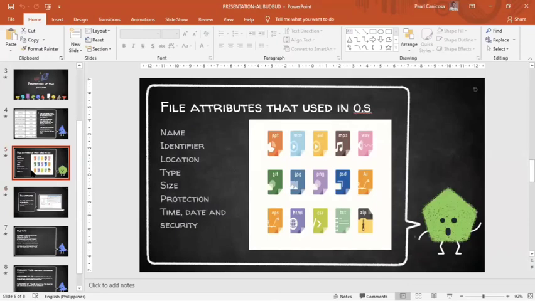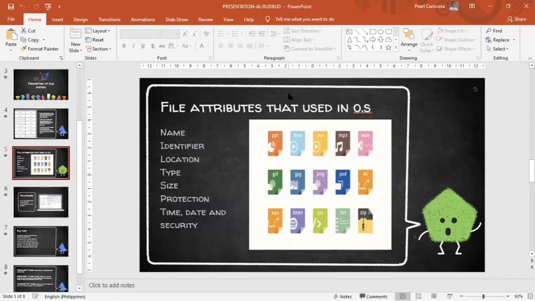File attributes. A file has a name and data. Moreover, it stores meta information like file creation date and time, current size, last modified date, etc. All this information is called the file attributes of the file system. File attributes used in the OS are: name, identifier, location, type, size, protection, time and date, and security.